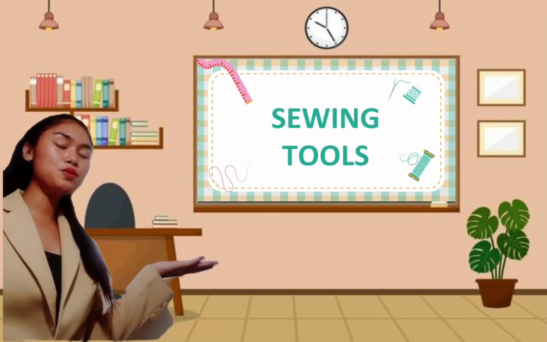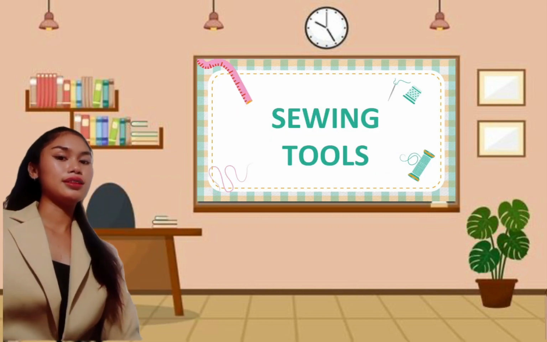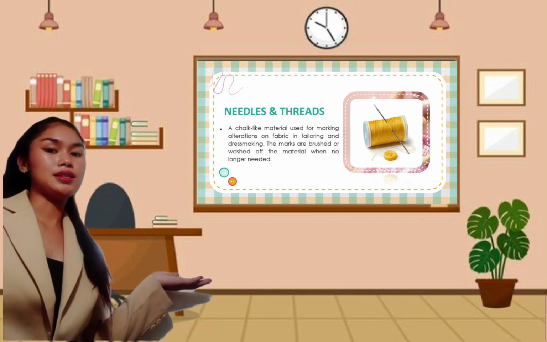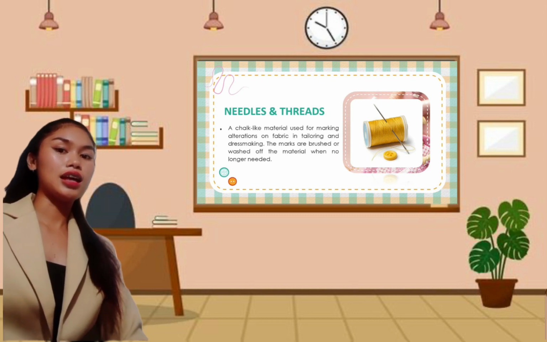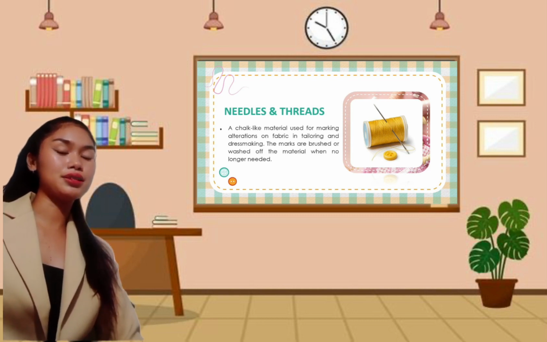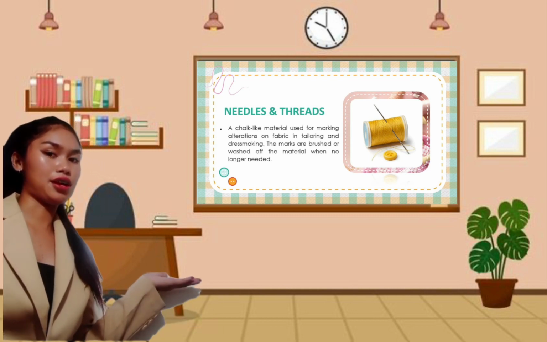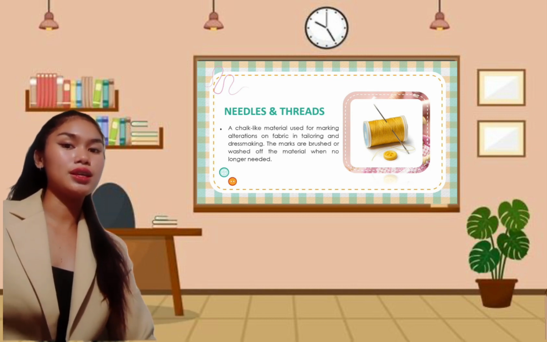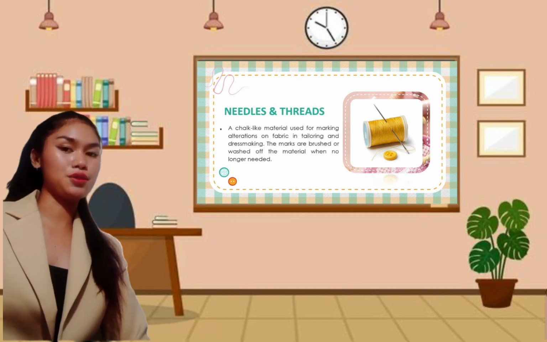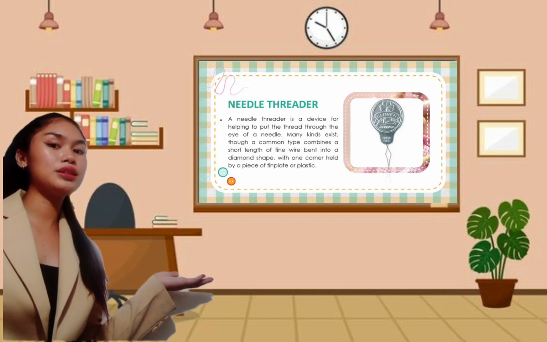Sewing tools. The following are sewing tools. First, the needle. A needle is a small pointed tool for hand sewing, in various sizes and types designed for different fabrics and purposes. Next, thread. Thread is a thin strand of twisted fibers often used in sewing to join fabrics together. The other one is sewing needle and thread.